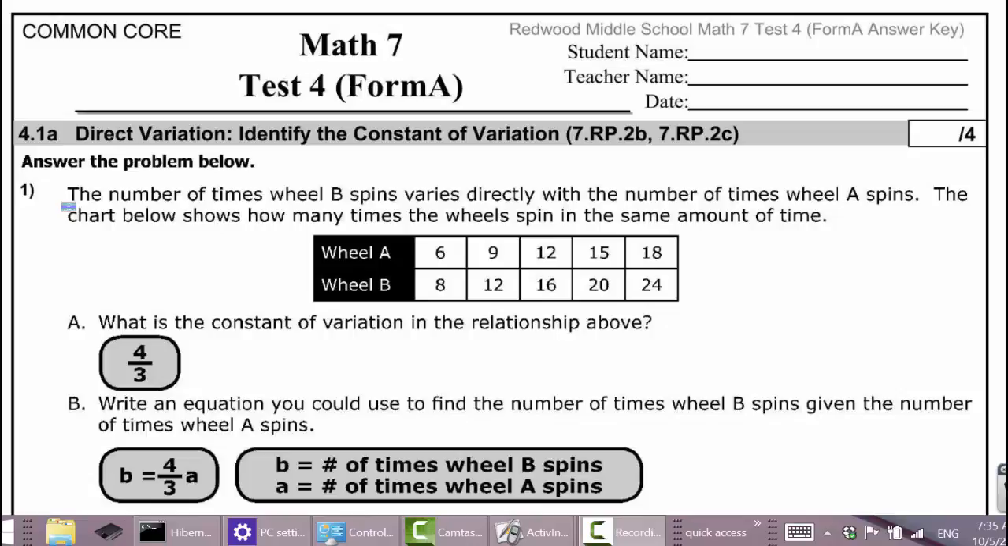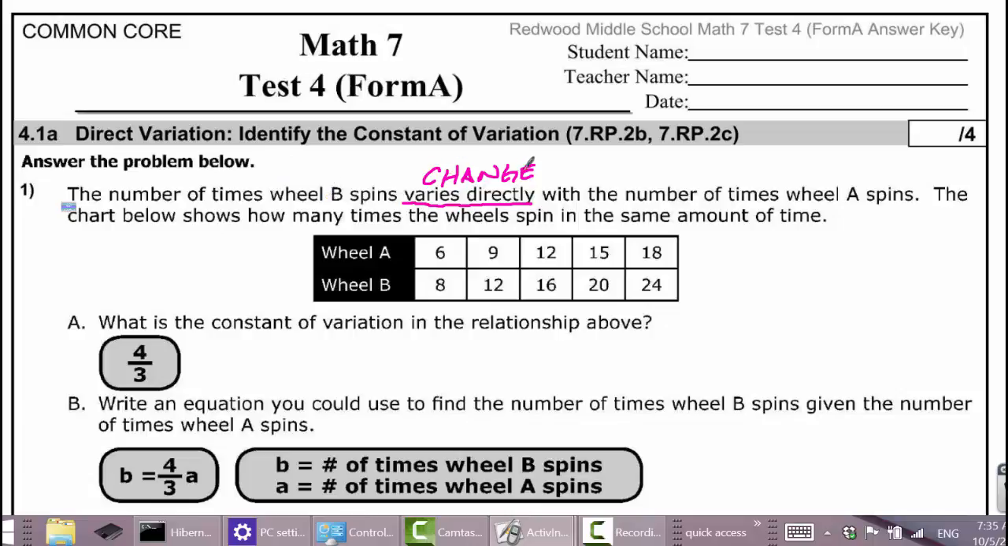So here we are on the week 4 test, and we're starting this with this idea of constants of variation. And remember, constant of variation is the amount that things change. So when it says varies directly, we are talking about change, and it's a consistent change. So the first thing we need to do is identify the x and the y.